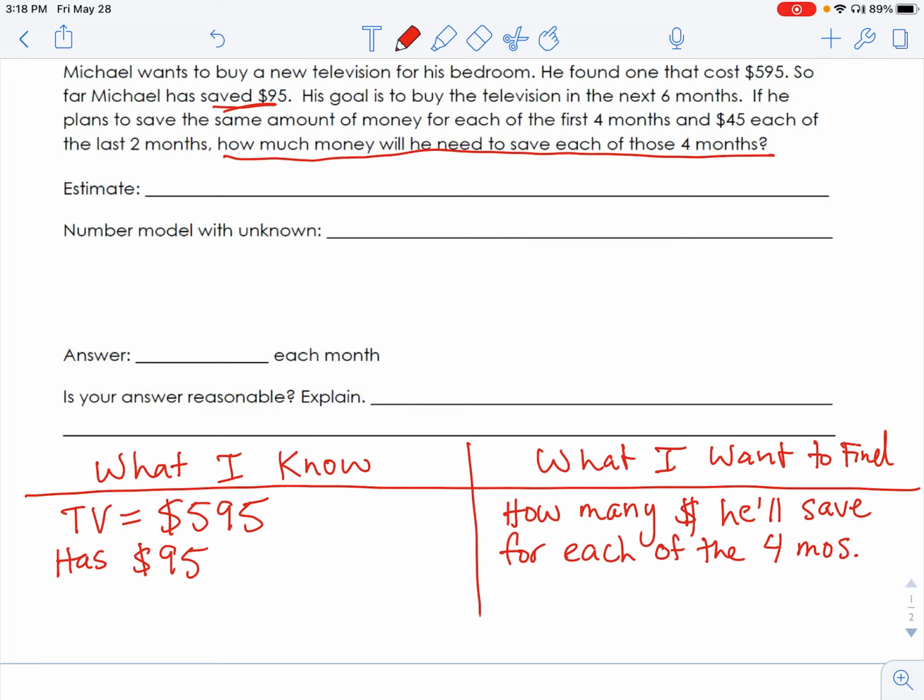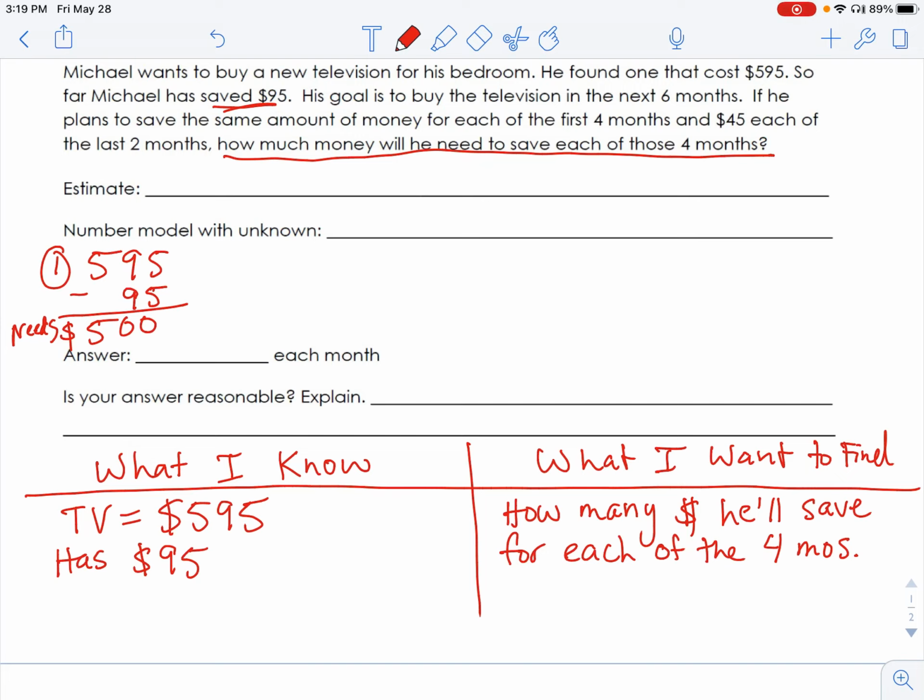So actually, right away, that might help me with a useful step, right? So I'm going to show all my work up here. My step number 1 is going to be, okay, if the TV costs $595, but he already has $95, I'm going to subtract that and see that now all that's left to pay is $500. So we know he needs 500. Let's keep reading what else we know from the problem.